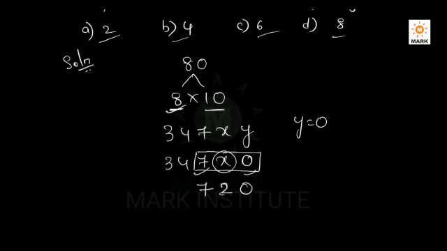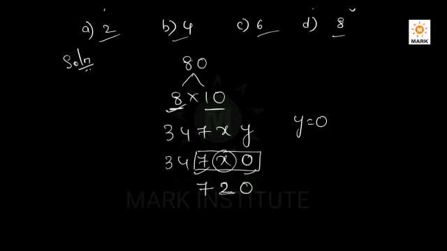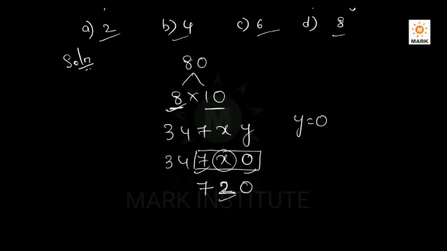That's why 2 is the only possible option, because if I put 4 here, it becomes 740, so it is not divisible. 760 is not divisible by 8. 780 is also not divisible by 8. So 2 is the only option that I can place here. The value of y we already got as 0. That means the value of x is 2.